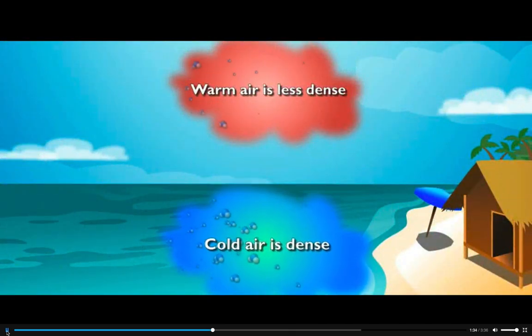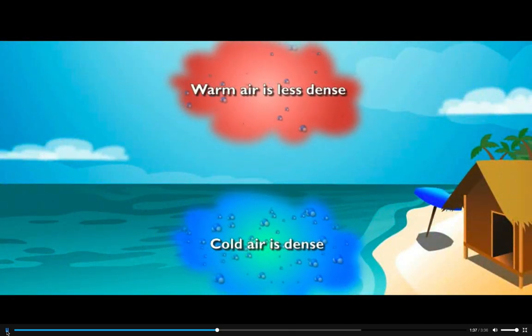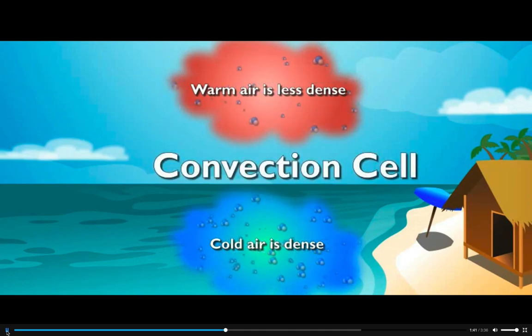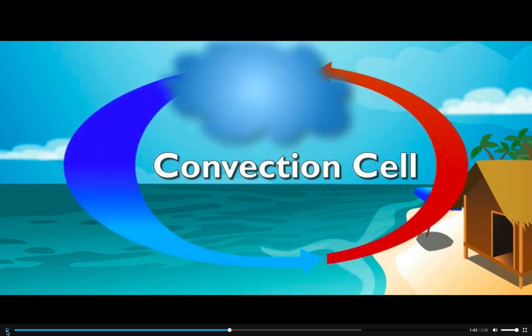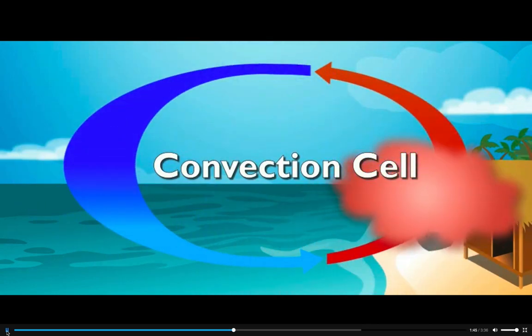So it makes sense that dense air sinks and less dense air rises. The pattern of rising and falling air is called a convection cell. Convection cell? Check it out. Say we're at the beach. You don't need to know this.